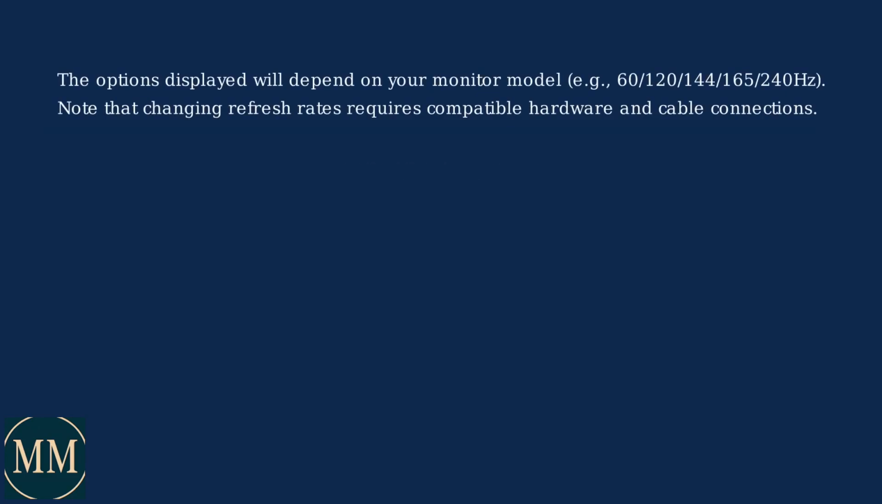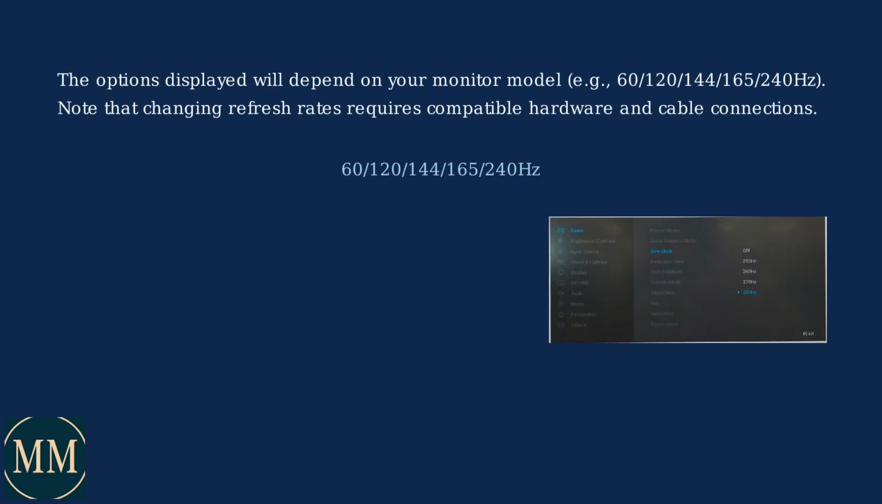The options displayed will depend on your monitor model, such as 60, 120, 144, 165, or 240 Hz. Note that changing refresh rates requires compatible hardware and cable connections to function properly. Choose your desired refresh rate from the available options in the OSD menu. Common rates include 60 Hz, 120 Hz, 144 Hz, 165 Hz, and 240 Hz.